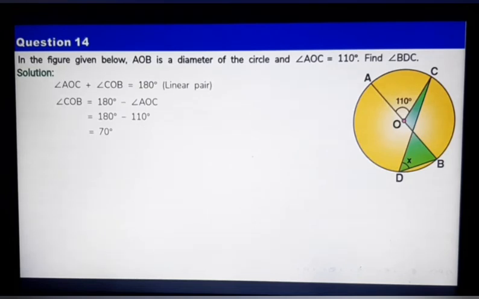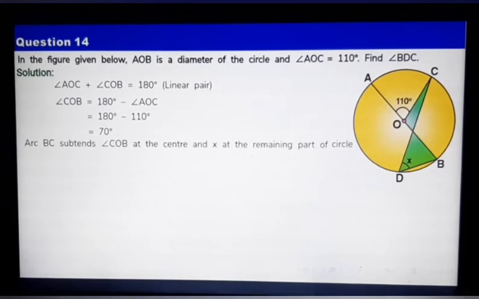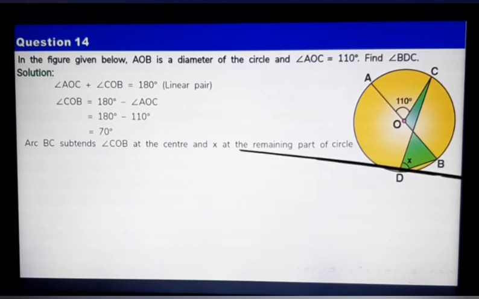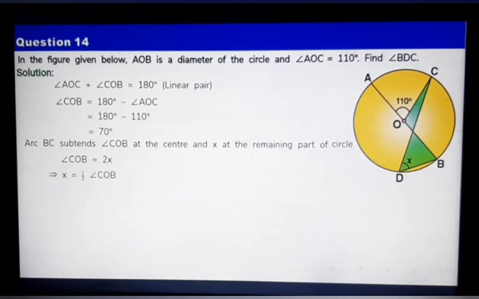So as I said in the beginning, this BOC will be double of this. As arc BC subtends COB at the center and x at the remaining part of the circle, we have COB, that is this, will be double of this one, that is 2x. So x will be half of COB, and COB is 70 degree, so this turns out to be 35 degree. That means the value of angle BDC will be 35 degree. So pause the video to note down.